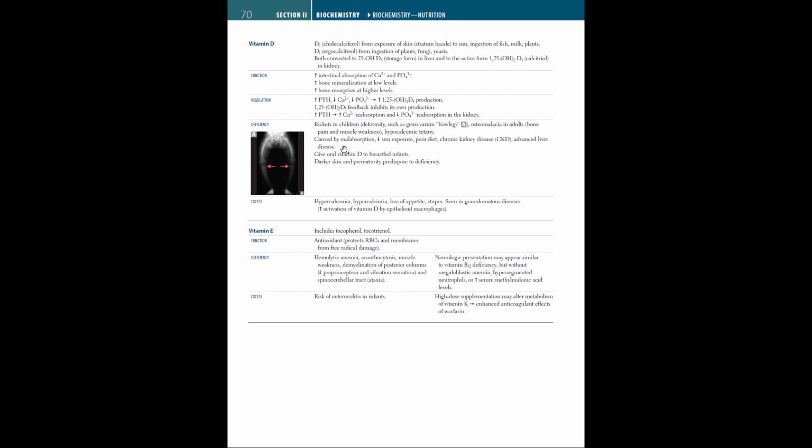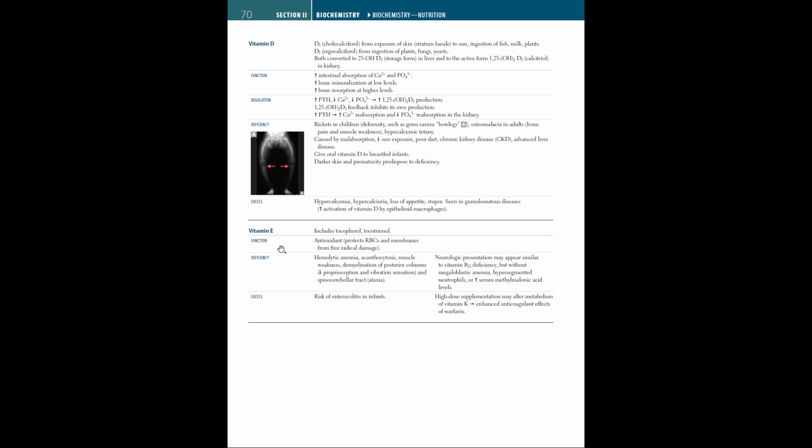Now, this malabsorption can be due to decreased sun exposure, poor diet, chronic kidney disease, CKD, and advanced liver disease. And the main treatment is to give vitamin D. Oral vitamin D is usually given to breastfed infants as well. And darker skin and prematurity predispose to deficiency of vitamin D. Now, excess vitamin D leads to hypercalcemia, hypercalciuria, loss of appetite, and stupor, seen in granulomatous diseases, which leads to an activation of vitamin D by epithelioid macrophages.